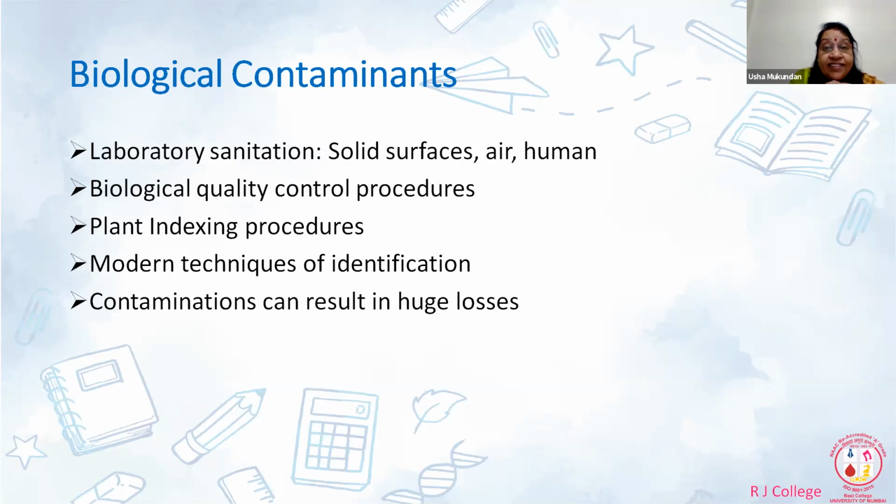That means they are inside the tissue, and if they are inside the tissue, they may not show up in the initial stages, but they may show up later on once the cultures grow, and that can be very disappointing, because you may lose a large number of cultures. So it's very important to identify whether your mother plant or the plant material that you're going to culture is free of any such contamination.